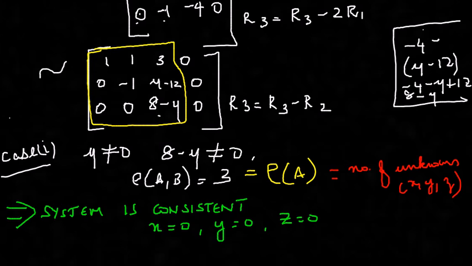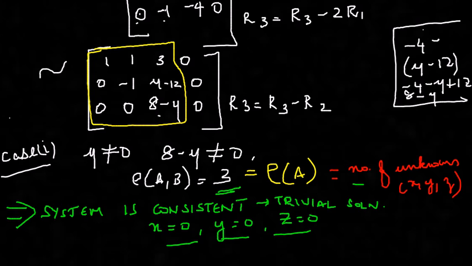Okay? This is the rule for homogeneous equations: when the rank of the augmented matrix is equal to the rank of the A matrix, and the rank is also equal to the number of unknowns, in this case 3, you can straight away say the system has a trivial solution, with the values of x, y and z being 0, 0, 0. This you have to mention.